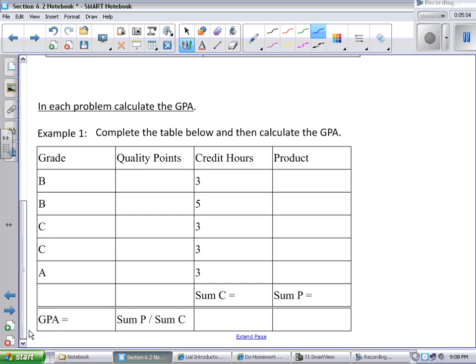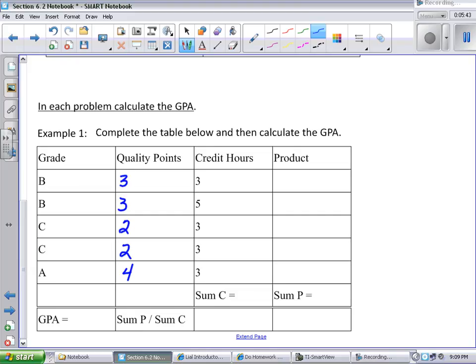So if we look at the second chart that's in your workbook, we're going to follow this through step by step. So the first thing we need to do is figure out how many quality points each grade gets. So we said an A is worth 4 quality points, a B is worth 3 quality points, and a C is worth 2 quality points. So I looked at the grade and filled in the quality points. In step 1, it says multiply the number of credit hours times the quality points.